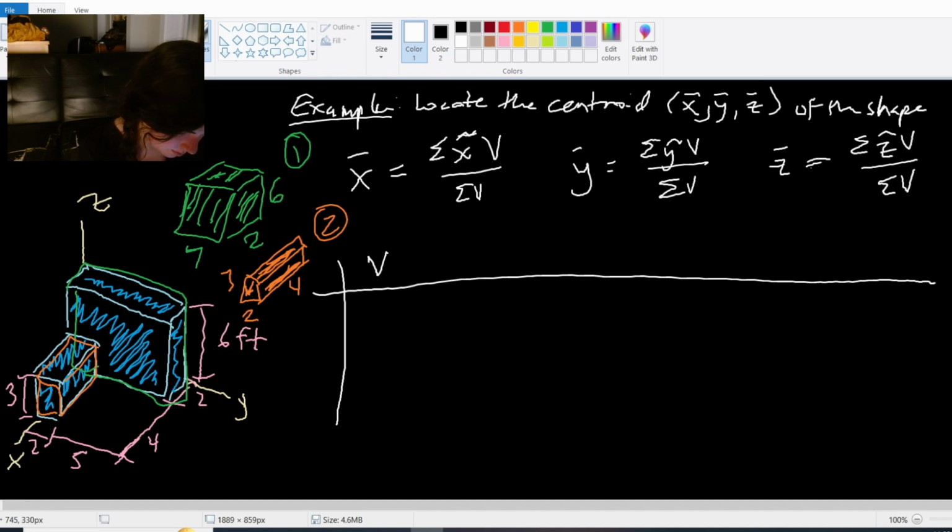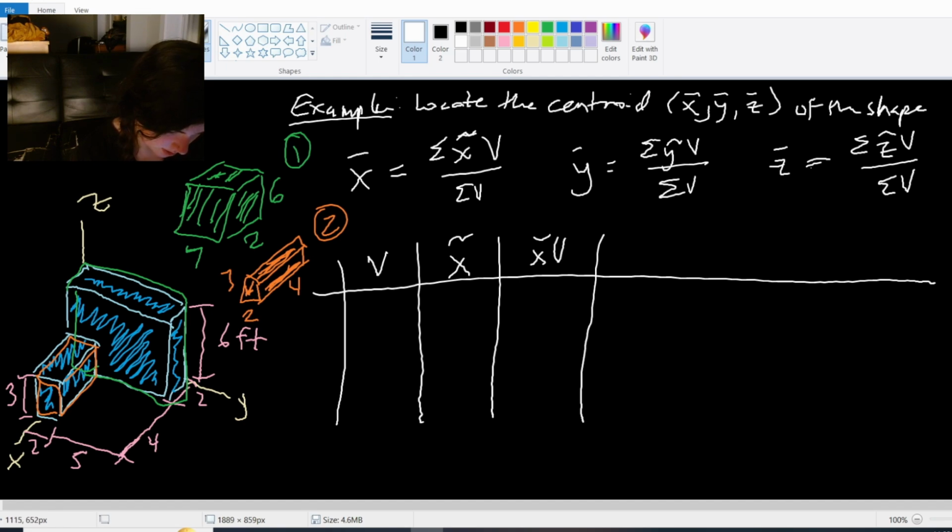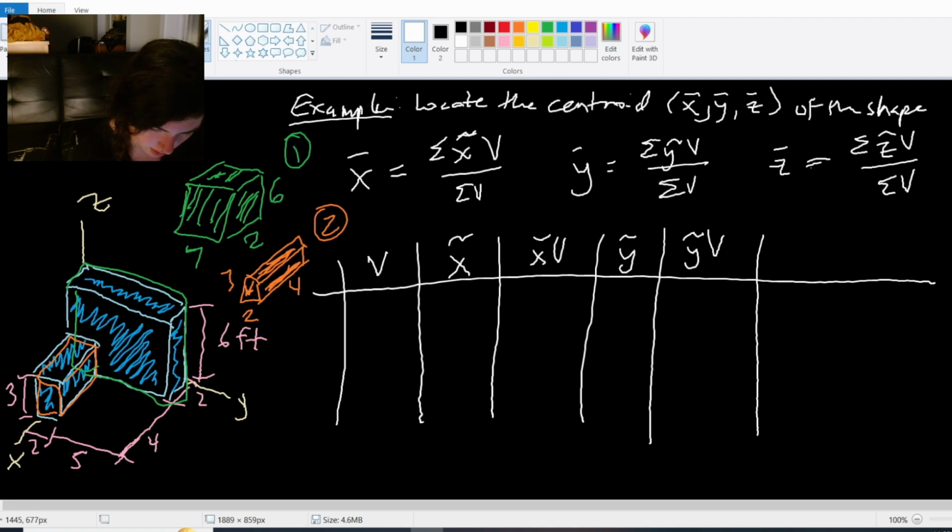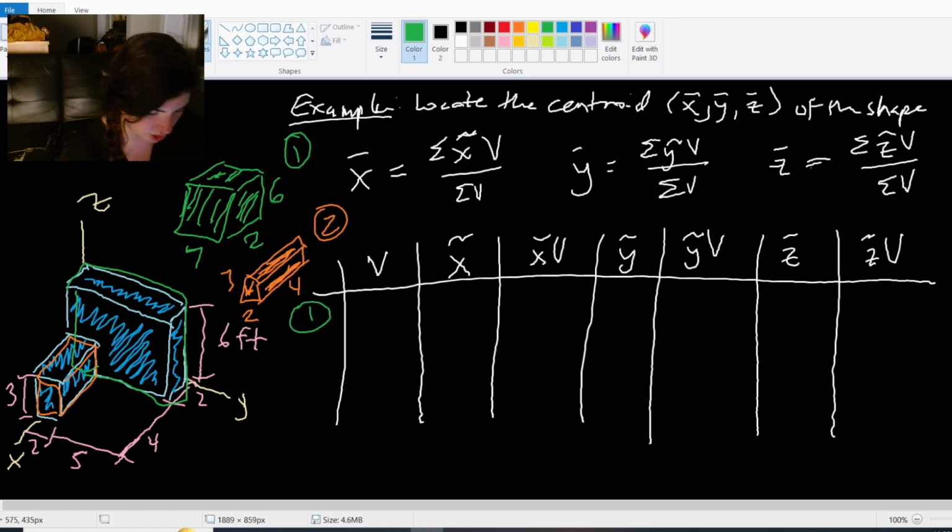I have a volume. I have x. I have x times the volume. I have y. I have y times the volume. Oh, there we go. I've got enough room. Z. Z times the volume. And I'll do my number 1 shape first.